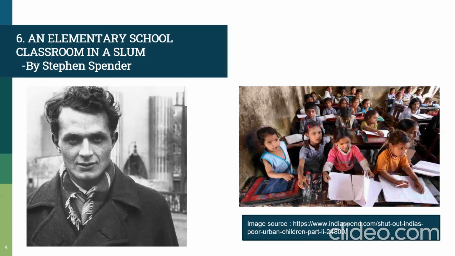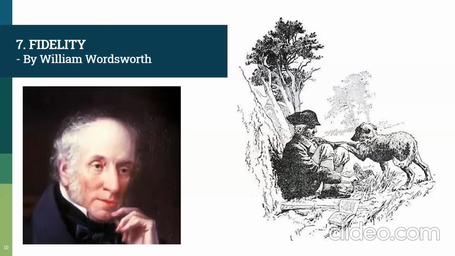The poem brings attention to social inequality and the need for education, which could be a tool for these underprivileged children. So that is about the poem An Elementary School Classroom in a Slum by Stephen Spender. Lesson number 7, Fidelity.